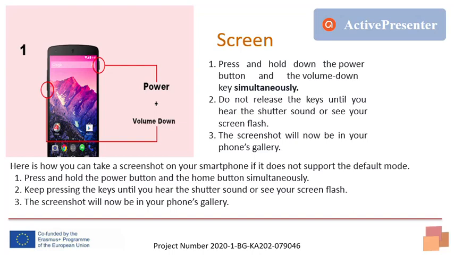Here is how you can take a screenshot on your smartphone if it does not support the default mode. Press and hold the power button and the home button simultaneously. Keep pressing the keys until you hear the shutter sound or see your screen flash. The screenshot will now be in your phone's gallery.